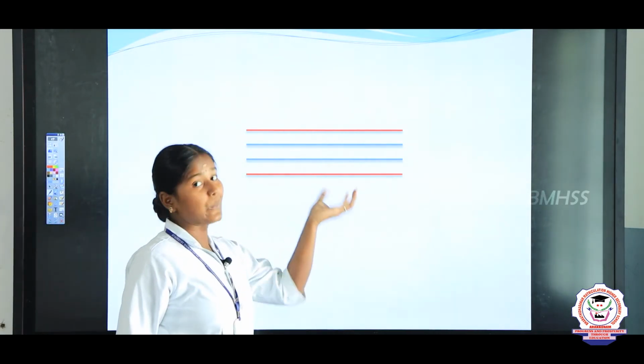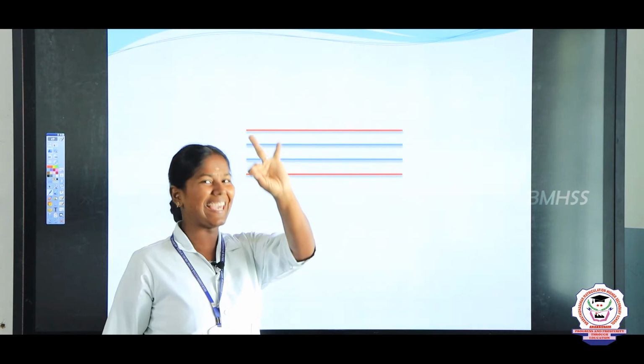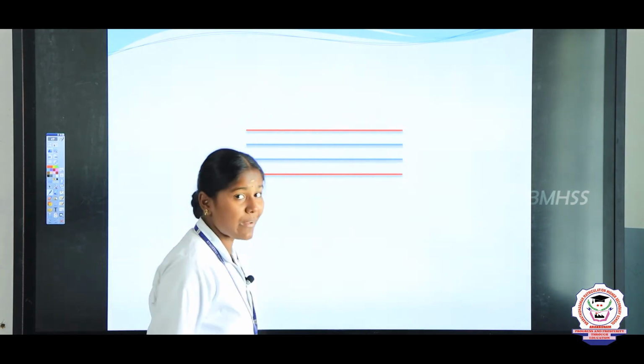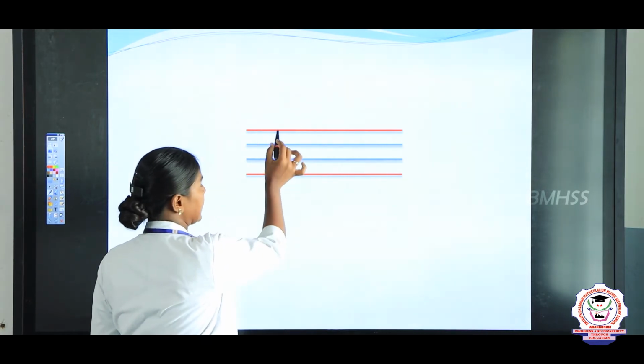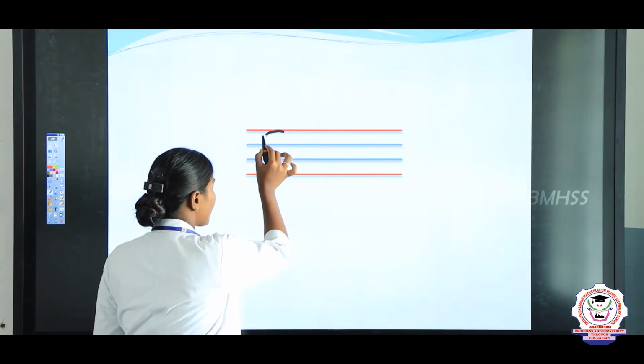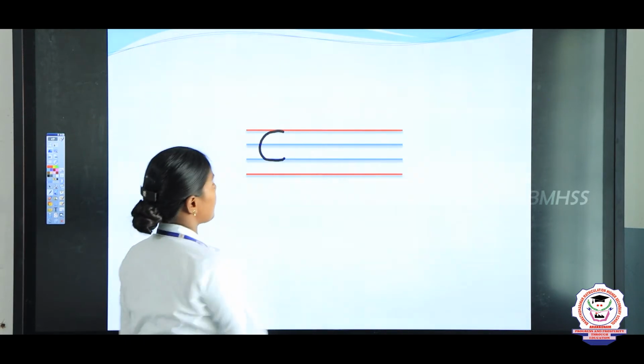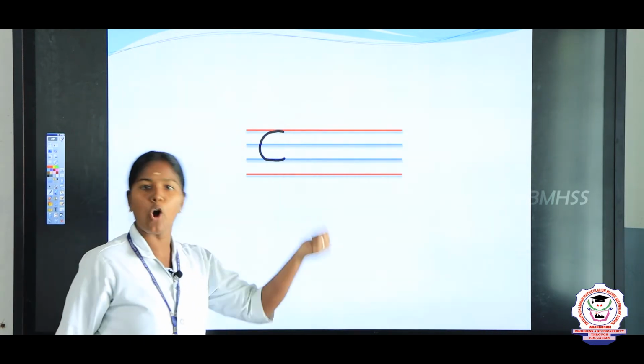To write cat, we need 3 letters. What are they? C A T. Cat. Shall we write one by one? To write C, touch the top pink line. From there, draw one right open curve like this till the bottom blue line.